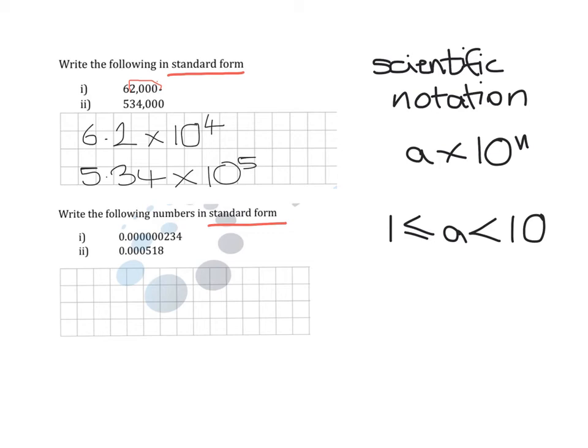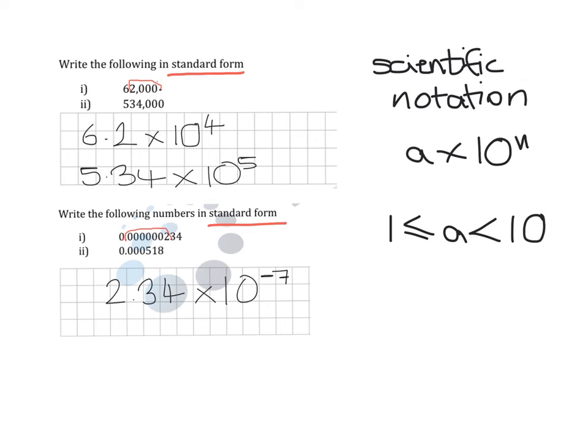Okay, so for the next question, it's a really small number and we can see that there's a decimal place already there, but we still want to move it so that the decimal place is in between the 2 and the 3. So for this one, we've moved the decimal point 7 places to the right, so we can rewrite the first number as 2.34 by 10 to the power of minus 7. So our power is negative because it's a really, really small number.